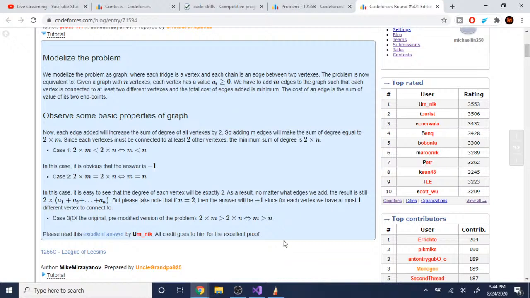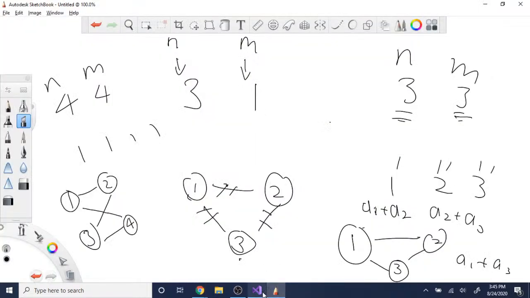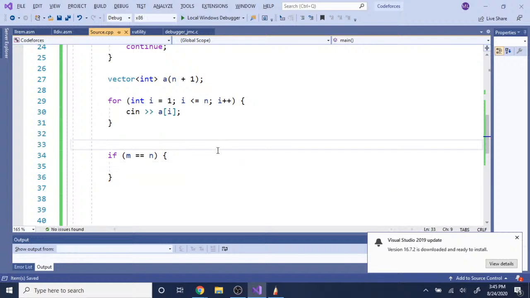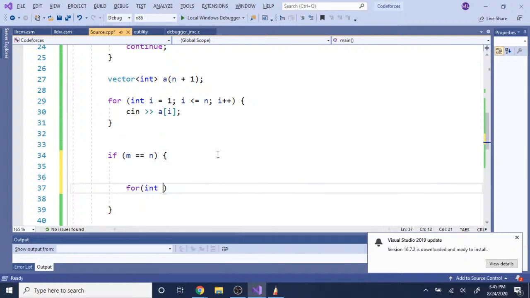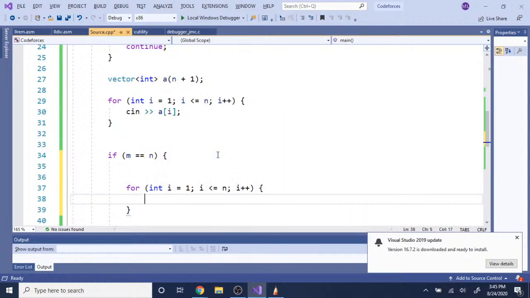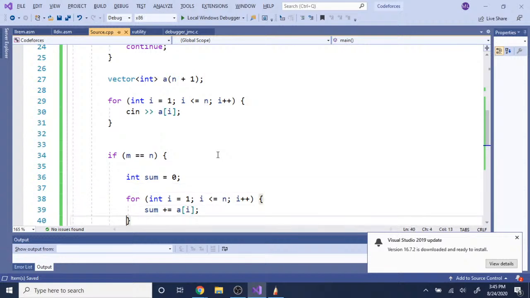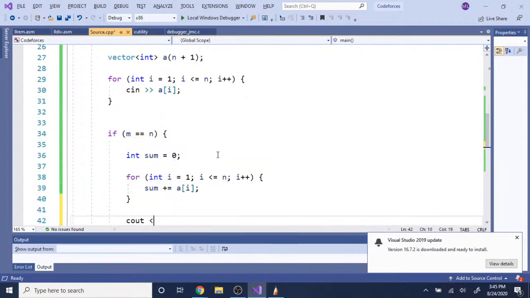We're going to do like 2 times a1 plus a2. So we're going to do cout. So we got to sum up all the numbers. So we're going to have to loop from 1 less than or equal to n, i plus plus, and then we're going to have to sum up all the numbers. So we do sum plus equals a[i]. So that's what we're going to do. Okay, and then we're going to do cout 2 times sum.